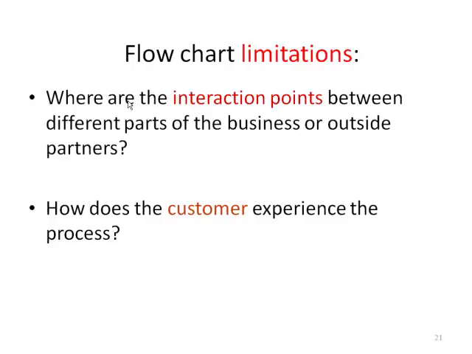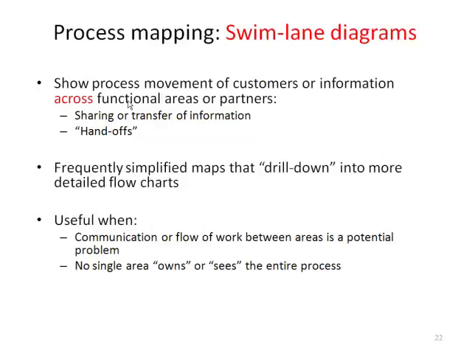The second thing that a flowchart doesn't tell us is how the customer experiences the process. If you go back to the Raleigh Distribution Center example, the customer really wasn't involved in any of those steps, but they just felt the impact of the time. So if we're in a service environment, on the other hand, where the customer is involved in each process step or the bulk of them, then we want to be able to see that. We want to understand where those customer interface points are. And that leads us to our discussion of swim lane diagrams.